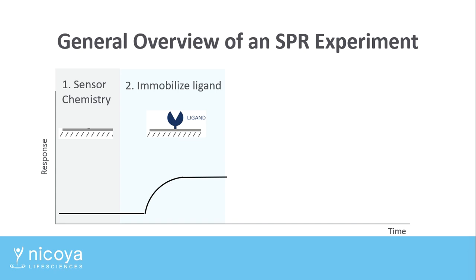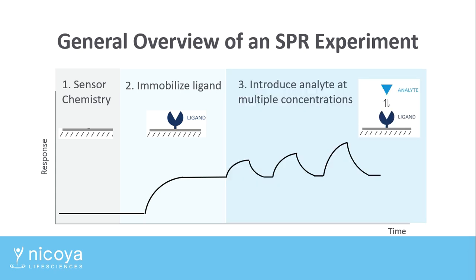And this will be associated with an increase in response followed by a new baseline. And then after that, you will be introducing your second binding partner, the analyte, over the ligand at several different concentrations, and this will be associated with different response changes for each analyte injection. Now, I will be reviewing each of these steps with you in detail throughout the rest of this section.